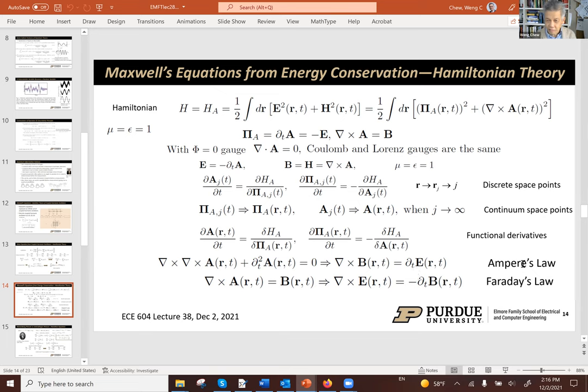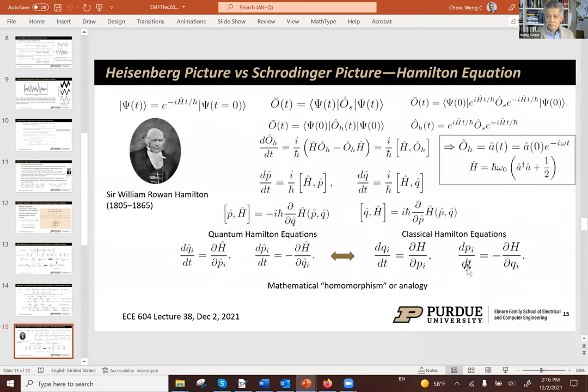The difference is that Ampere's law and Faraday's law were experimentally motivated during Maxwell's time. It turns out that you can now derive these equations by using energy conservation arguments, okay? So there's something that's often said in quantum theory: I would not be complete until after I've introduced to you what the Schrodinger picture is and what the Heisenberg picture is and what the Hamilton equations are, okay?